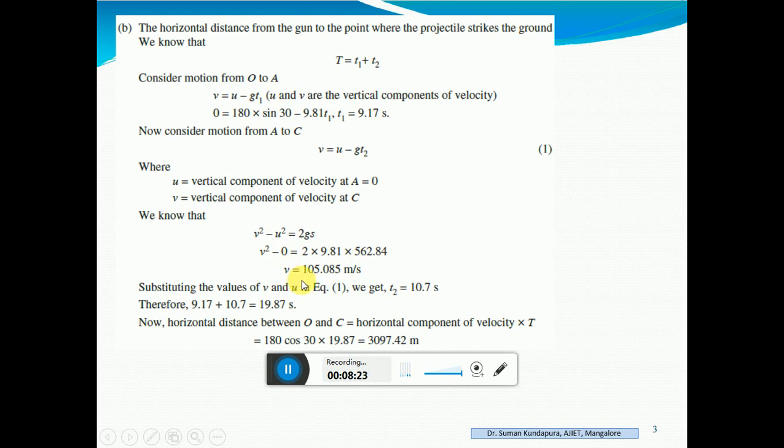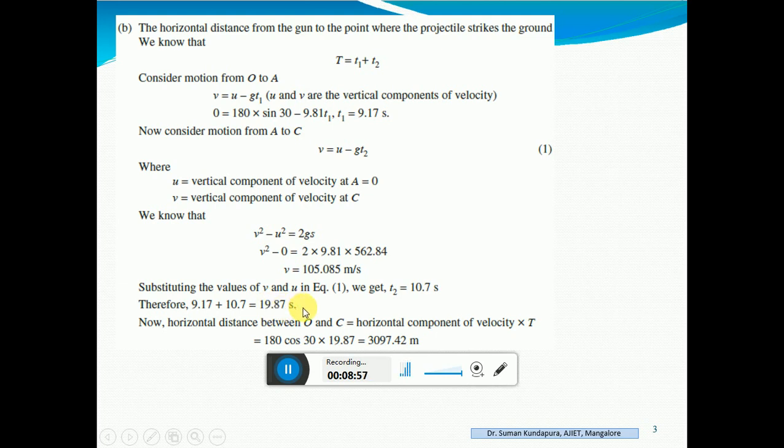Now we got this velocity v. We can substitute in this equation and find out what t2 is. This is 0, this is 9.81. Find t2 from equation 1. Once you have found t2, you can just sum it up to find the total time. That is t1 plus t2, which gives 19.87 seconds.